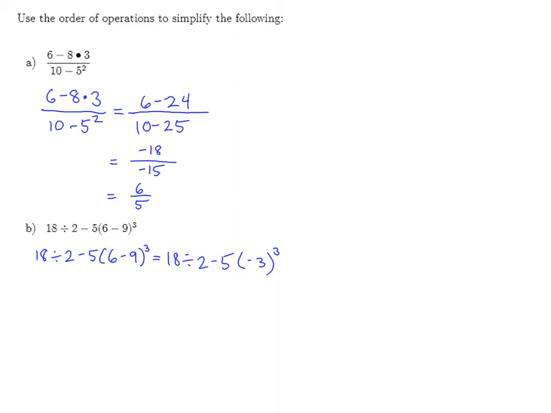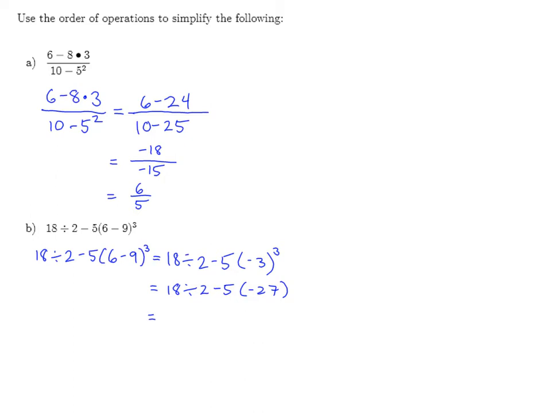Now that we've simplified what's inside parentheses, we'll apply that exponent. So we see that we have the quantity negative 3 cubed. We'll notice that there's a 5 outside, but the cubing does not apply to that 5. It only applies to negative 3. So negative 3 cubed will be negative 27. So in our next step, we'll replace negative 3 cubed with negative 27. So next we'll write 18 divided by 2 minus 5 times negative 27.